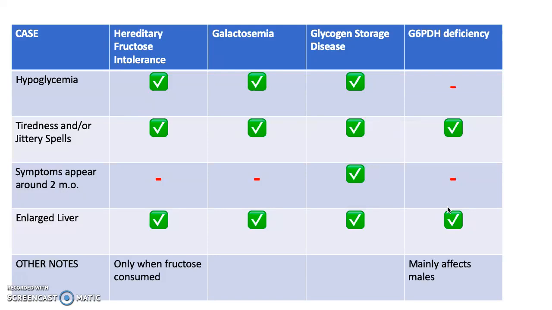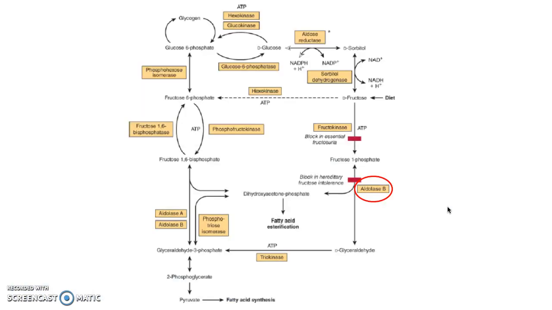And here I have a chart of common symptoms you might expect from each of the potential diagnoses provided in the question, and I'll go through this now. So we'll start with hereditary fructose intolerance. In hereditary fructose intolerance, there is a deficiency of aldolase B.